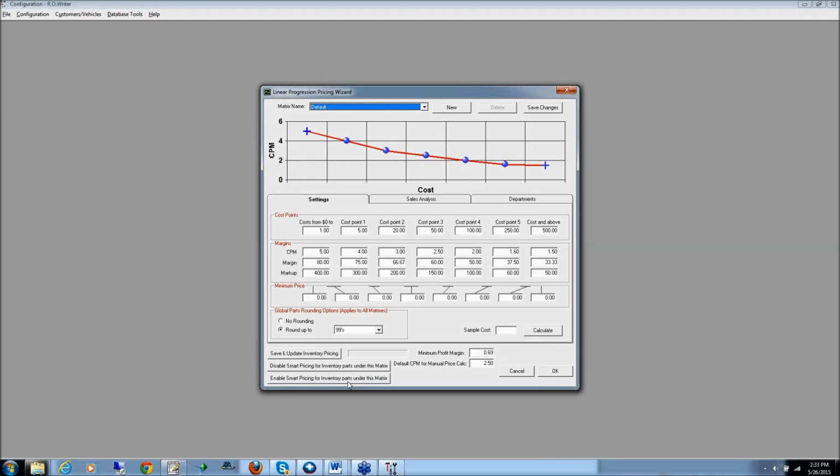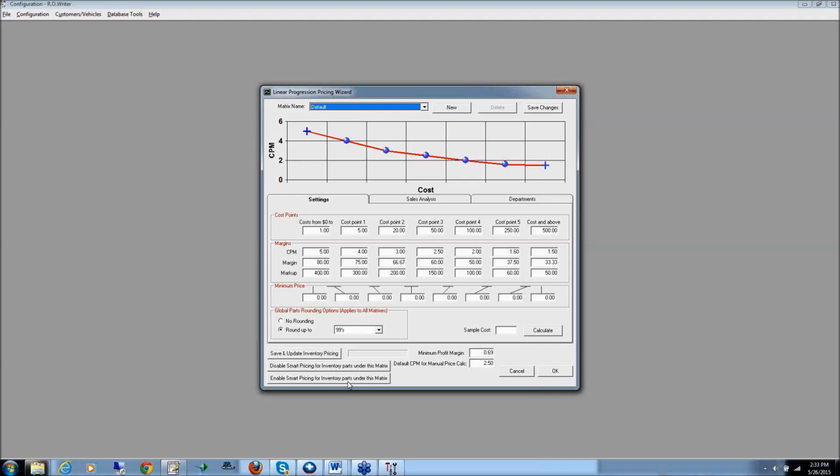Because this is applying to my inventory, we can use this Smart Pricing rule to establish the selling price for parts that are on my shelf. So those brake pads that were $27.99 and had a selling price of $69.99, if I was to come in here and change my matrix to apply that to all the parts in my master inventory, I'd hit that button in the lower left-hand corner that says Save and Update Inventory Pricing.